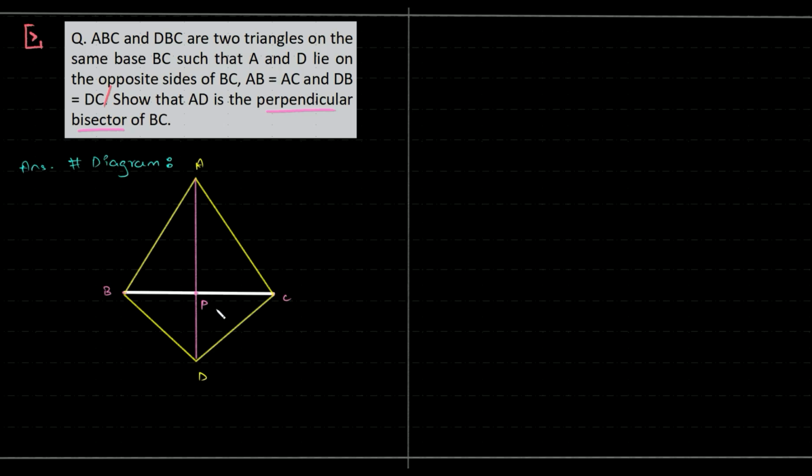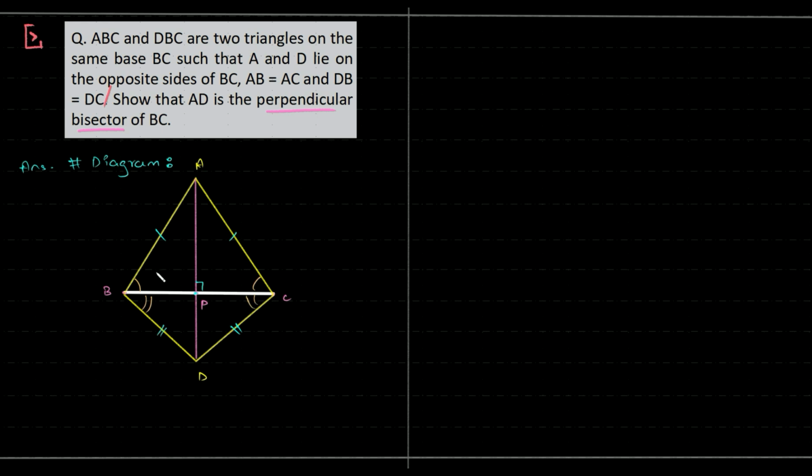I'll explain it. The idea behind a perpendicular bisector is quite simple. We have a line which is making an angle of 90 degrees, thus the word perpendicular, and it also bisects the side, that is PB is equal to PC. And thus we have the perpendicular bisector. So we have to show that AD is a perpendicular bisector. We have been given that AB is equal to AC and BD is equal to DC, making angle ABC equal to ACB and angle DBC equal to DCB.